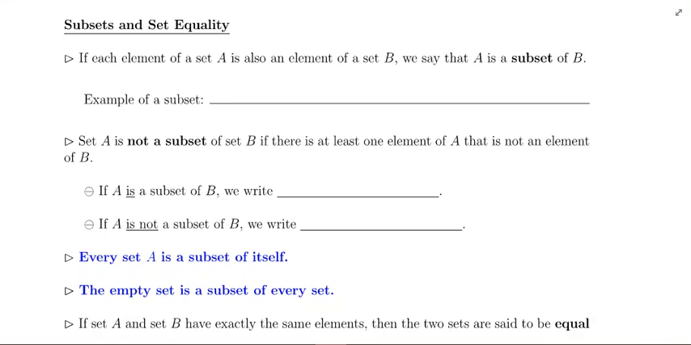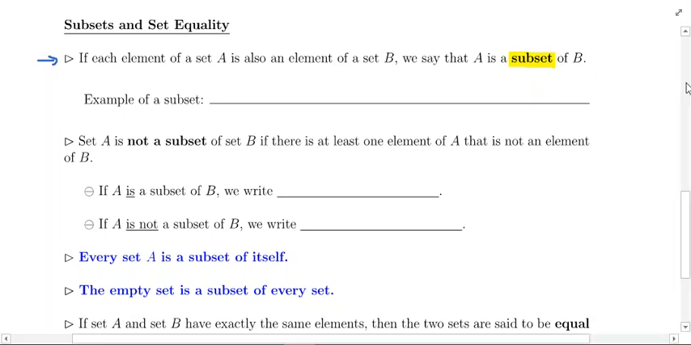At the bottom of page 2, we're going to talk about subsets and set equality. Let's start with subsets. In this first bullet point, it says if each element of a set A is also an element of a set B, we say that A is a subset of B. This whole idea of a subset is pretty important in this section, so make sure you understand it.